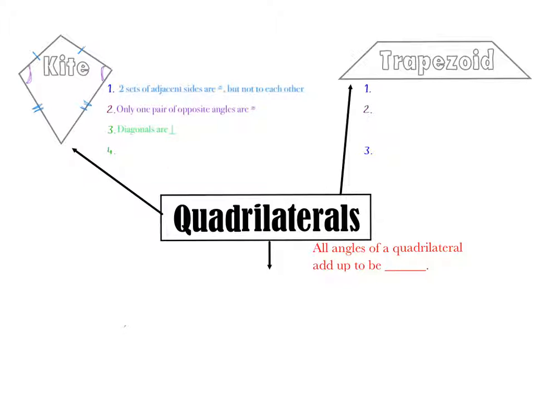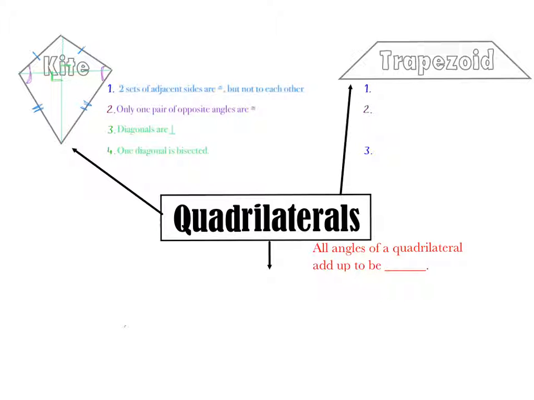The next characteristic of a kite is that the diagonals are perpendicular. So the diagonals go from opposite corners, and when they meet, they form right angles. So each one of these angles right here is a right angle. And the last thing that's true about kites is that one of the diagonals is bisected.